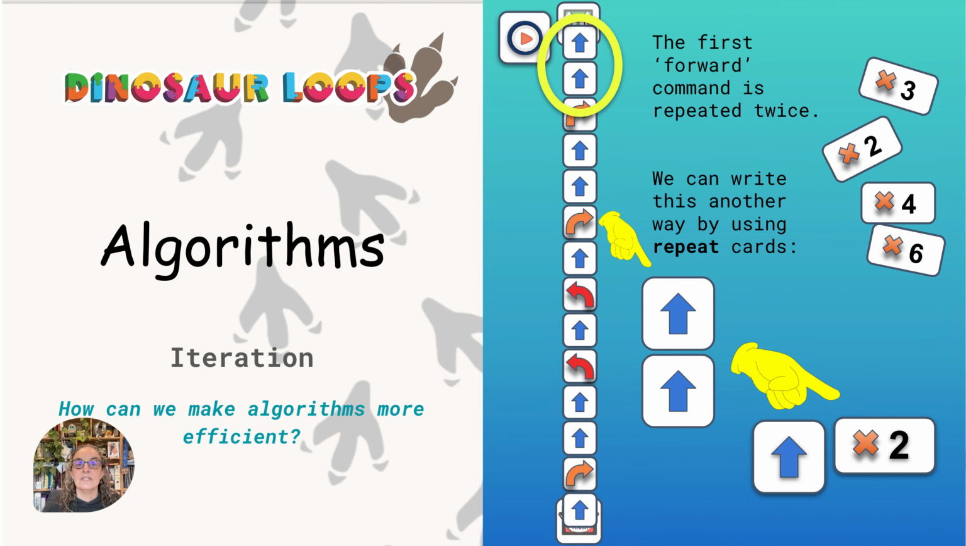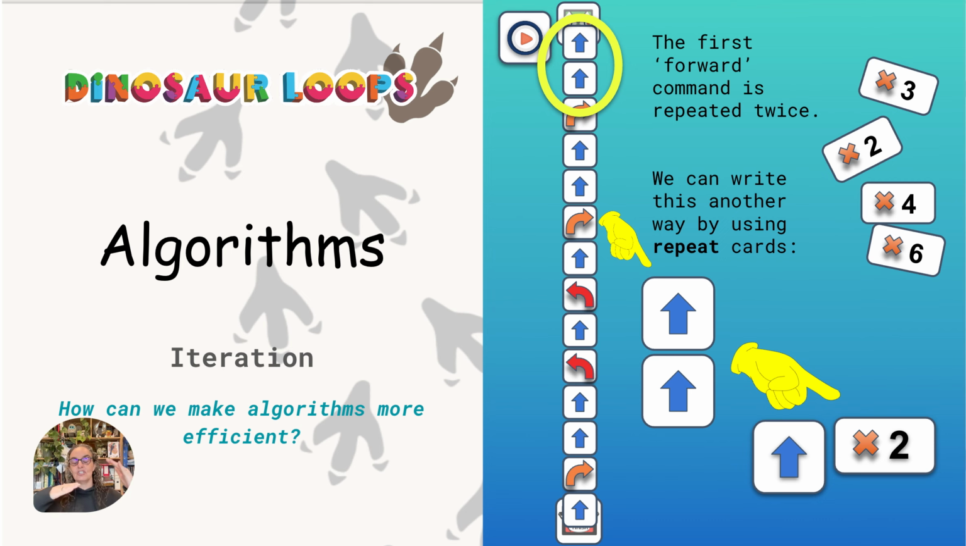So hopefully you've noticed, first off, that we've got two up arrows or forward arrows that are repeated. There are two of them. Now, what we can do is we can try and shrink the code. And so what you can do is, instead of having two up arrows side by side, we can now start to use these repeat cards, which are in the kit too. Okay, so what we would do is, as you can see the example there, instead of having two up arrows, we would have an up arrow and then times 2. Obviously, if there are 3 arrows, it would be times 3.